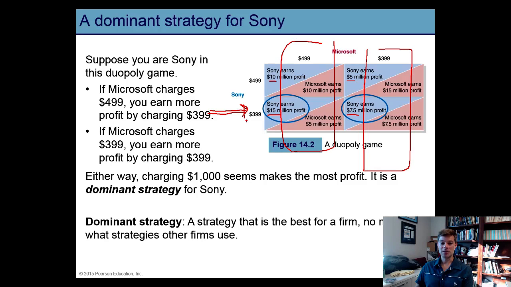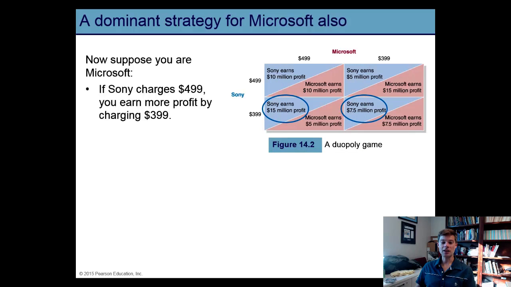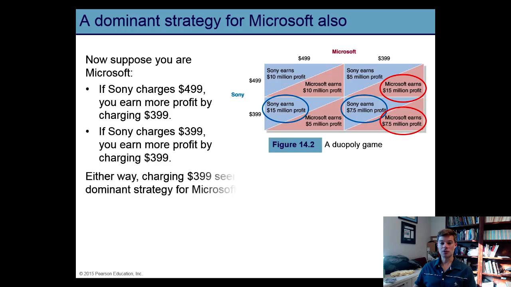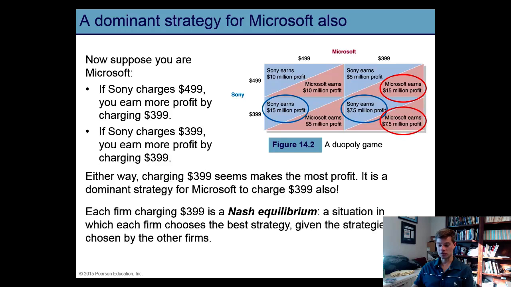Keep in mind in these examples that Sony and Microsoft must move at the same time. They must both pick a price, their price, before knowing what the other firm is going to charge. Now let's see whether Microsoft has a dominant strategy. Microsoft does not know whether Sony is going to pick the first row or the second row. Assume for a moment that Sony picks the first row, which corresponds to a price of $499.